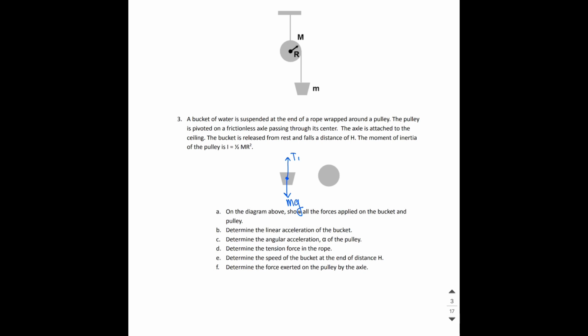For the pulley itself, we're going to have the gravitational force of the pulley, big Mg. We've got a tension force pulling down, and since it's the same rope, I'm going to call that T1. And then I've got a force of a string pulling upward, so I'll call that tension force T2.